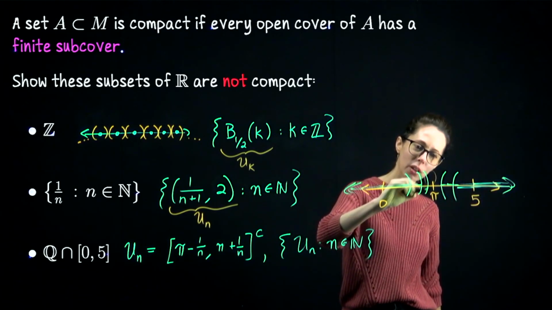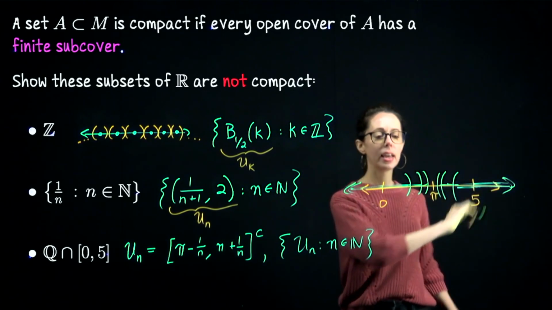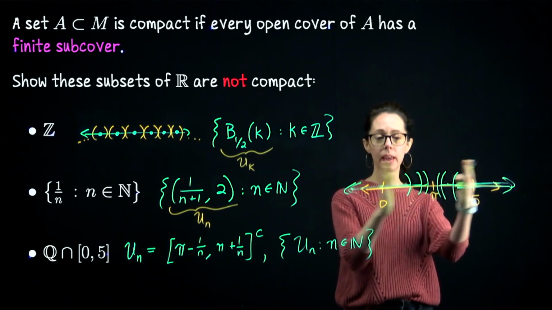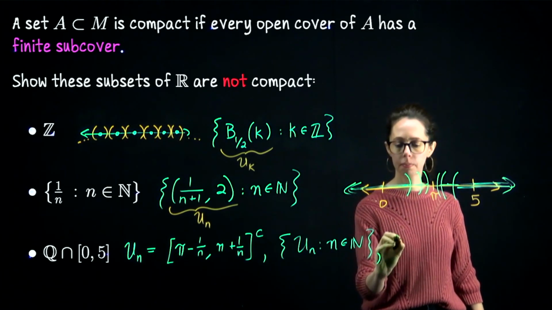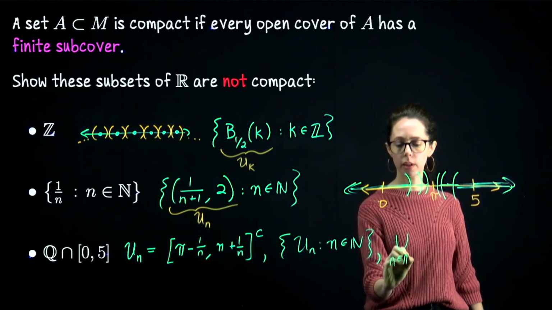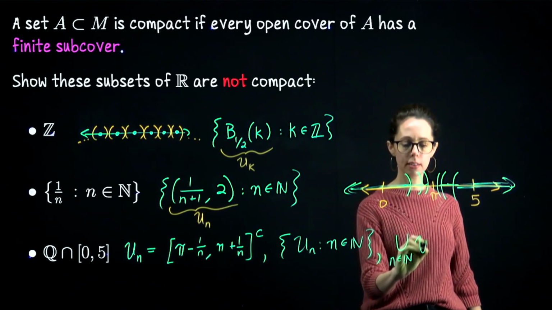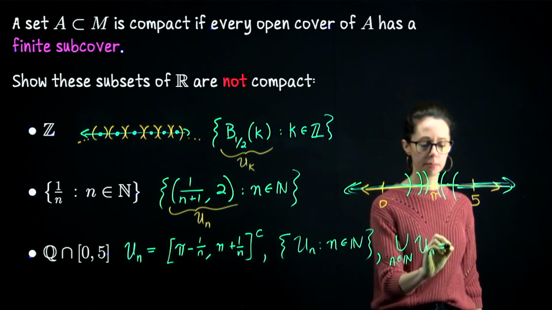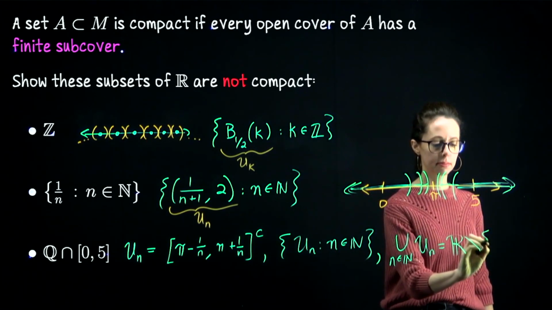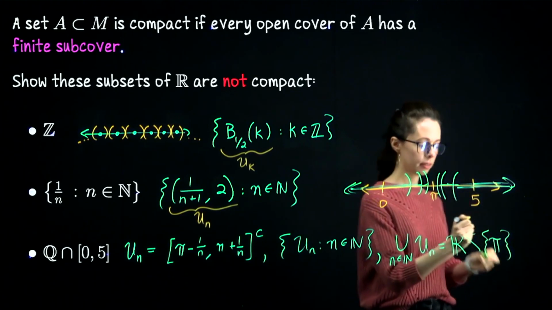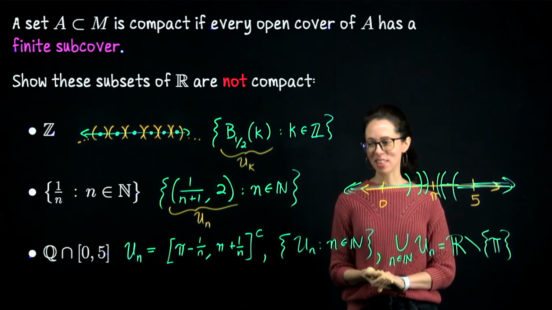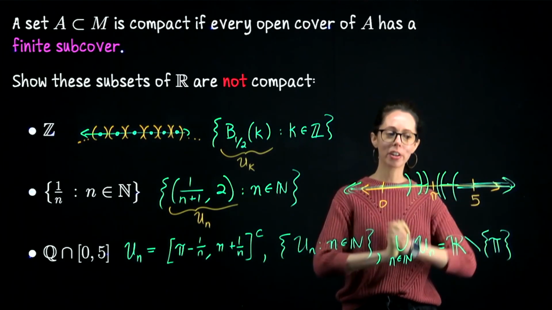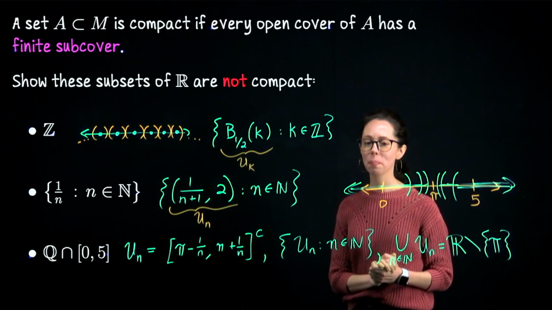So we could keep cutting closer and closer to pi. And as we do, we will eventually cover every rational number. In fact, if you look at the union over all natural numbers, the union of all of these is going to be the entire real line except for pi. Pi never gets covered. Okay, so this is a family of open sets covering really all of the rationals, but particularly the rationals between 0 and 5. That was our goal.